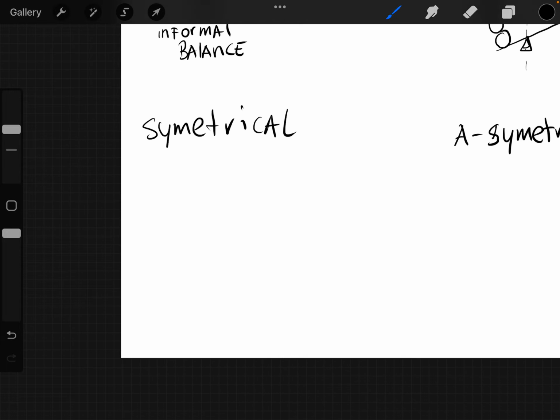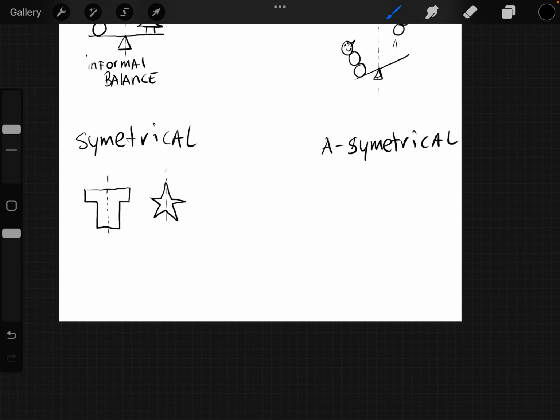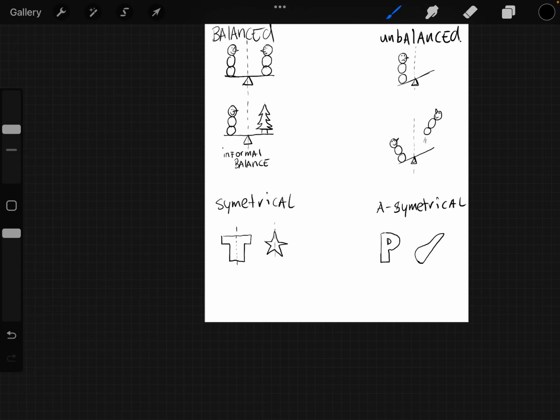When something is symmetrical, that means, for example, if I do the letter T like this, that means both sides are exactly the same, or something like this. Both sides are the same. That means symmetrical, right? For example, this letter is not symmetrical because there's no way I can cut this anywhere that is going to be the same. So things that are asymmetrical, like this for example, are unbalanced, right? So something that is the same on both sides is balanced. That is very important to understand.